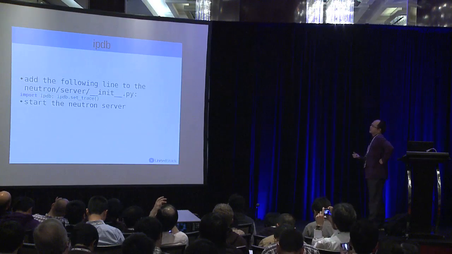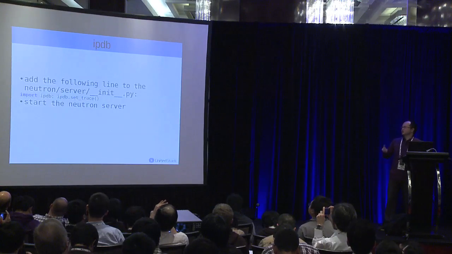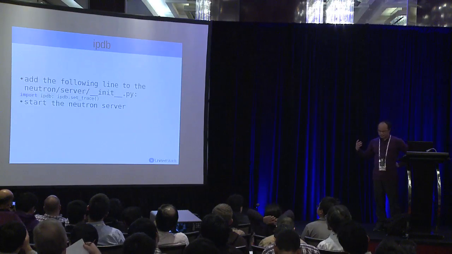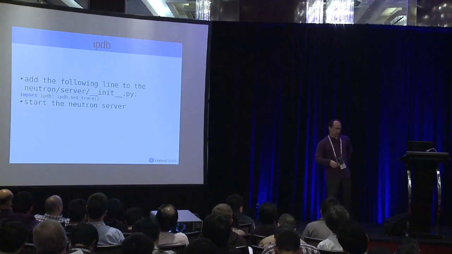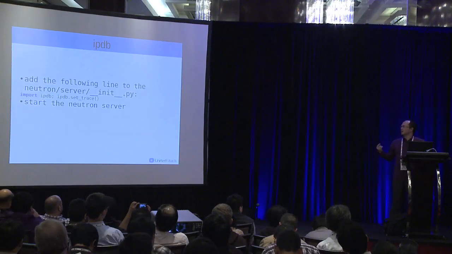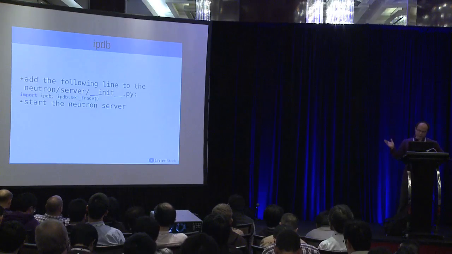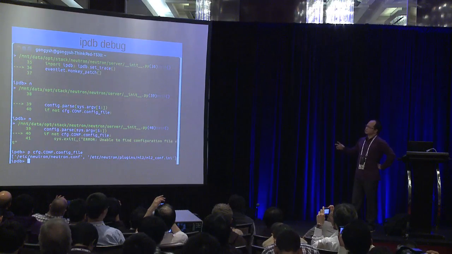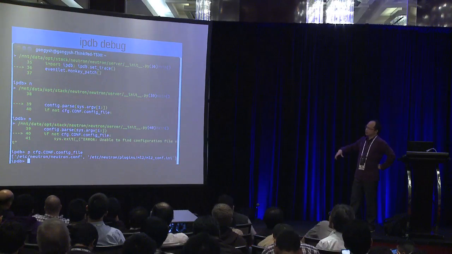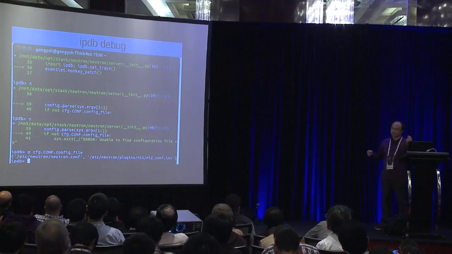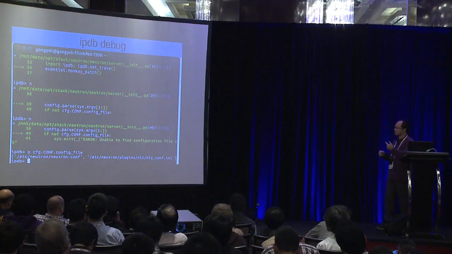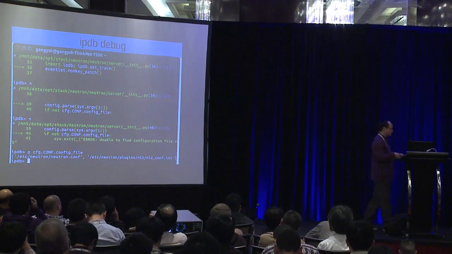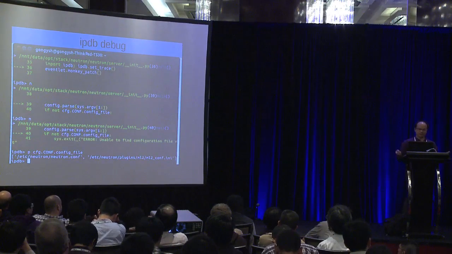Another way I recommend is to use IPDB. To use IPDB, we need to add the following line to the Neutron server. I think it is okay to add this line anywhere in the Neutron server's code. And then you can start the Neutron server. This is the page. When the set trace line is hit, the IPDB console will be shown. You can use IPDB commands, such as go to next, stop, and set up breakpoints, print the local variables and global variables. Okay, that's a very, very exciting tool too.